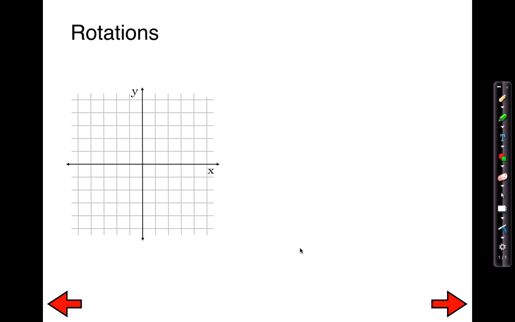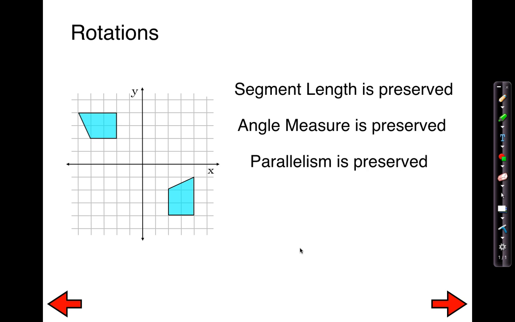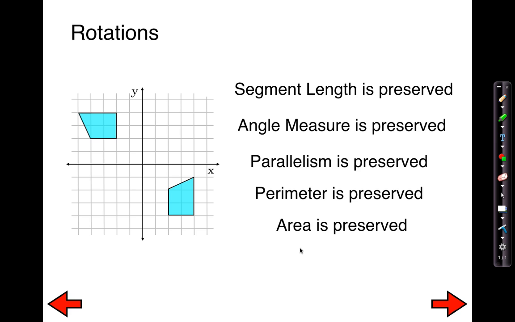And then the last one we learned about was rotations. It basically rotates a figure around a fixed point. We've been doing everything around the origin. So here's an example of a rotation. Rotations also preserve segment lengths. Okay, corresponding segment lengths are still the same. Angle measurements are the same. Parallel lines are still the same, so parallelism is preserved. The perimeter is preserved and the area is preserved. So just like translation, just like reflections, all of these features are preserved under these three transformations that we've learned so far.